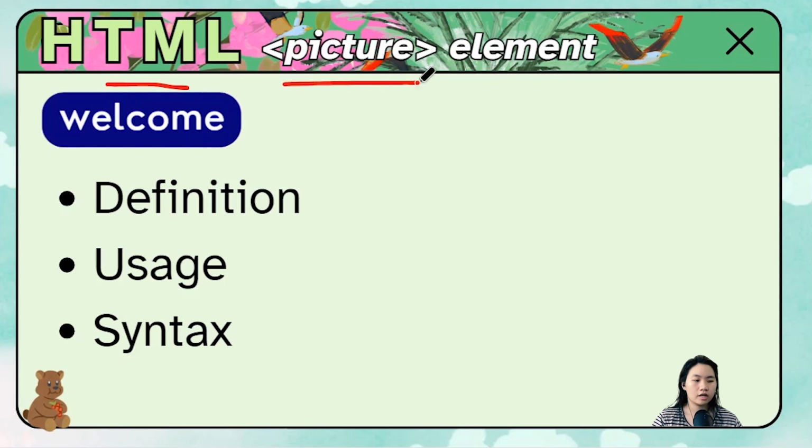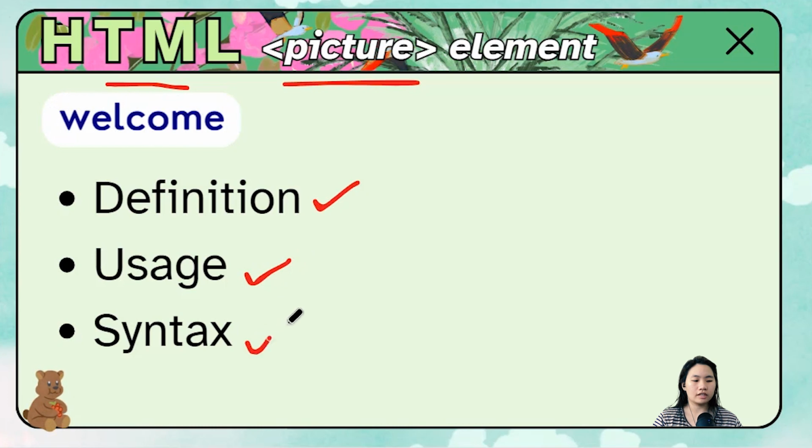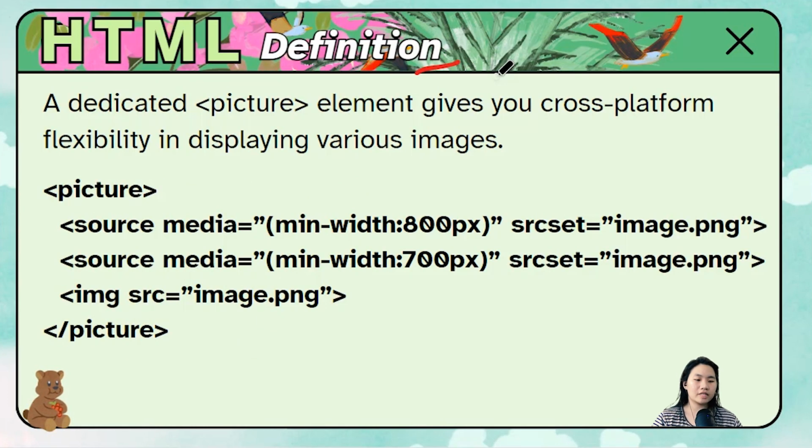Today the focus is on the picture element. We'll be looking through its definition, its usage, and lastly its syntax. Well, if your website has a lot of sections dedicated to images, the picture tag or element gives you cross-platform flexibility in displaying various images. It also gives you a high amount of flexibility based on the user's browser size or screen size. It's just the website size that's being portrayed to the user in general.